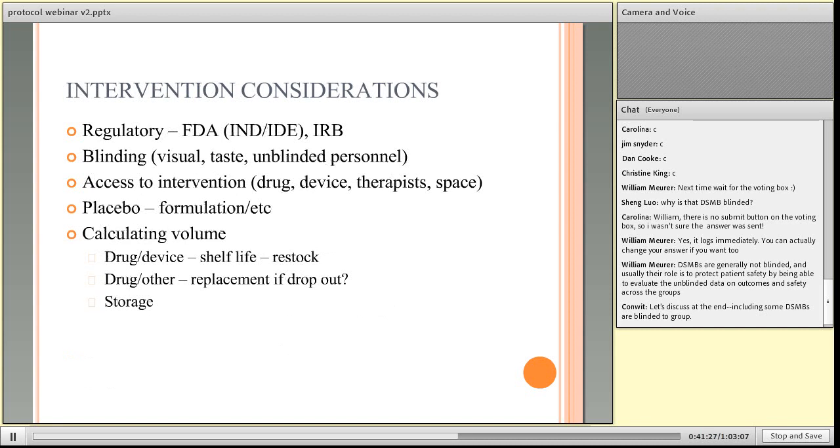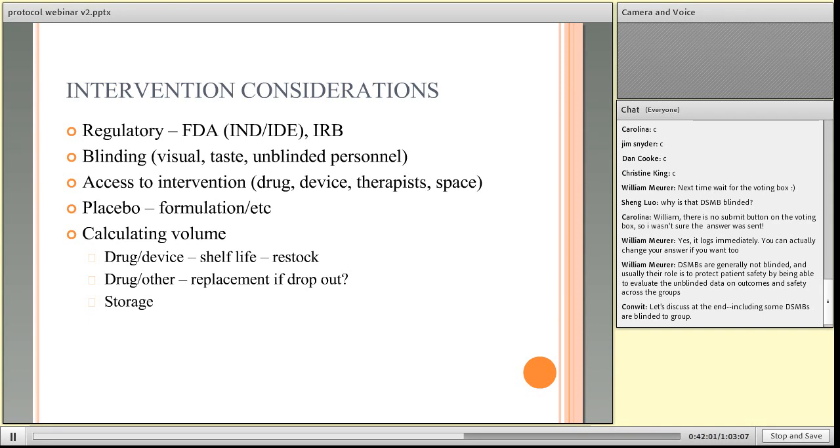Okay, I did want to say just 2 words about the intervention. Some of you will have bigger issues with the intervention than others. For those of you who are doing something behavioral or a therapy or something like that, it may be less of an issue. But for those of you who are thinking about your intervention to be either a medicine or a device or some kind of device-related treatment, some of these issues will be really important just to start thinking about. So regulatory, you're probably all very comfortable with IRB issues, which is great.